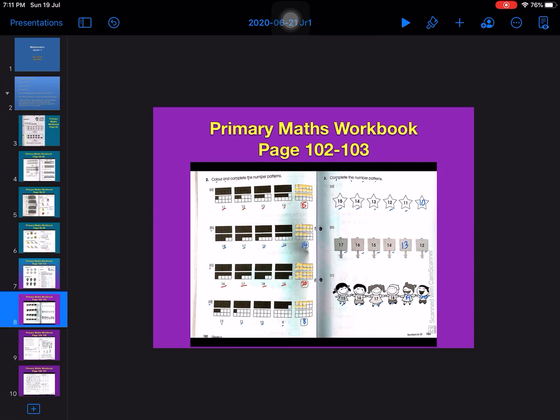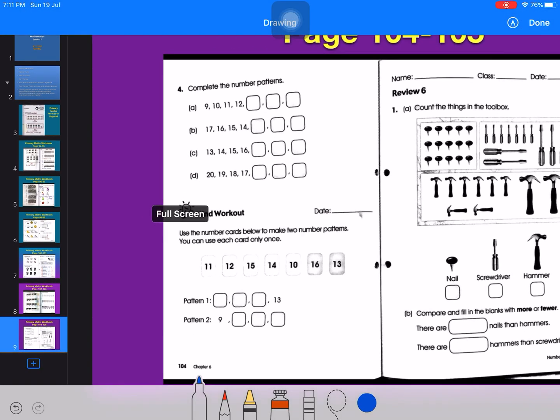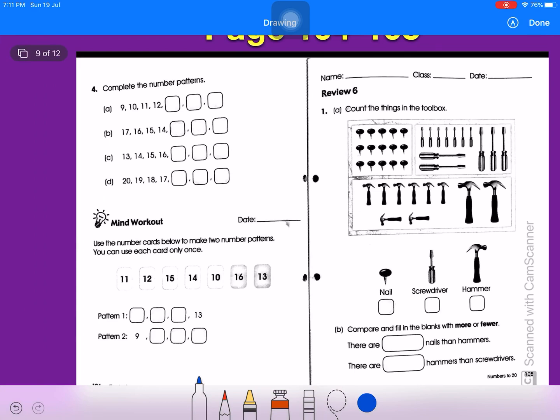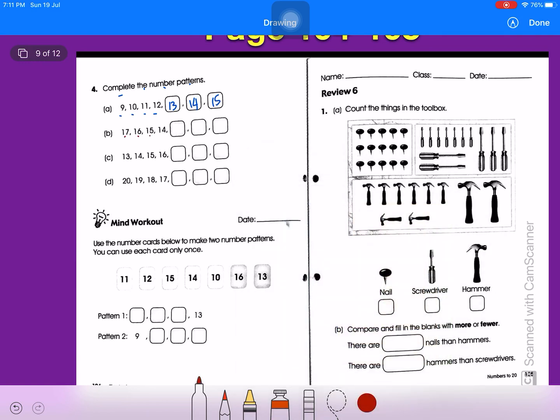Okay, then we move on to the next page, which is page 104. Page 104. So this one, complete the number patterns. So either is count on or count back. That means ascending order, small to big, or descending order, big to small. 9, 10, 11, 12, and followed by 13, 14, 15. Okay, the next one is 17, 16, 15, 14. Then we'll go back to 13, 12, 11.